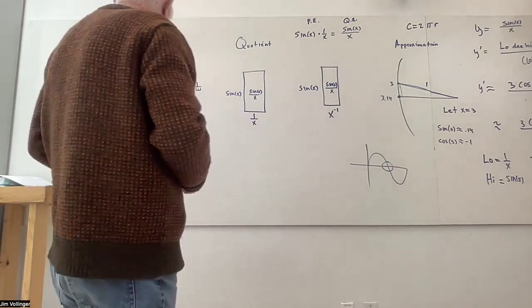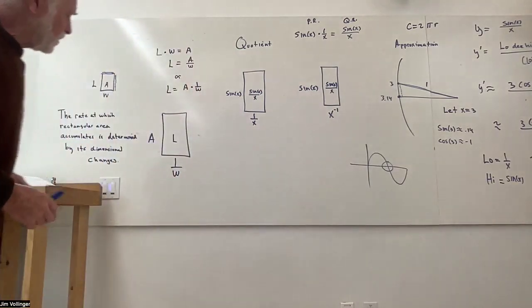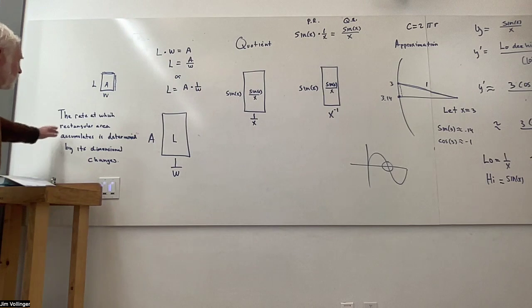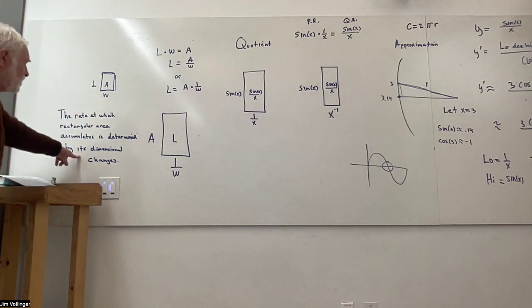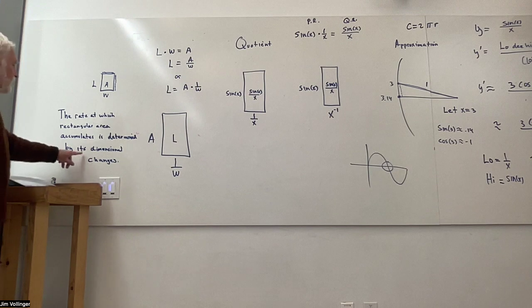All right, and I should say a little bit about the product rule. The rate at which the rectangular area accumulates is determined by the dimensions of the rectangle and how those dimensions change.